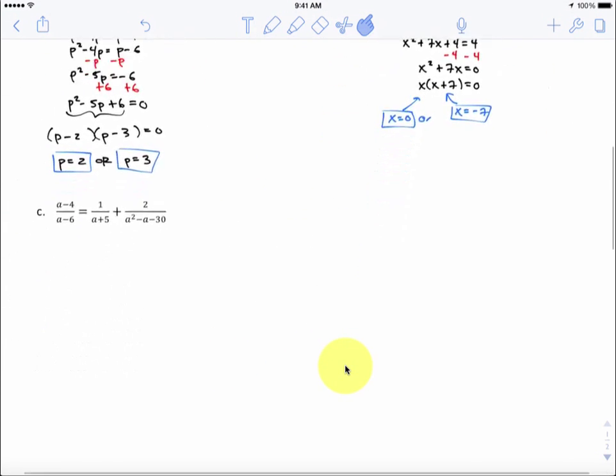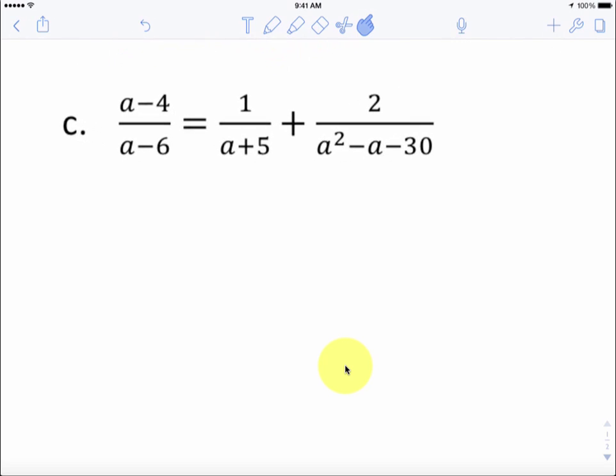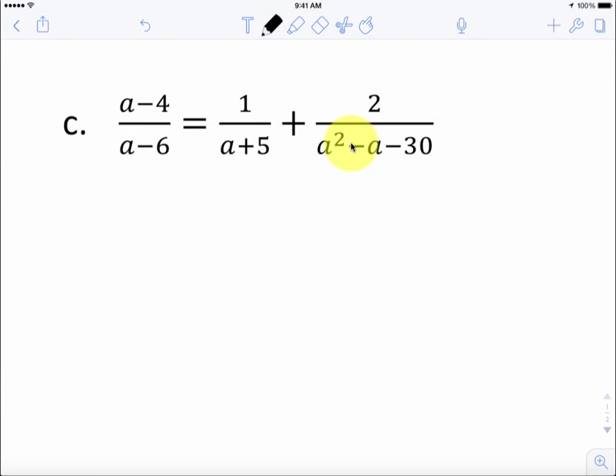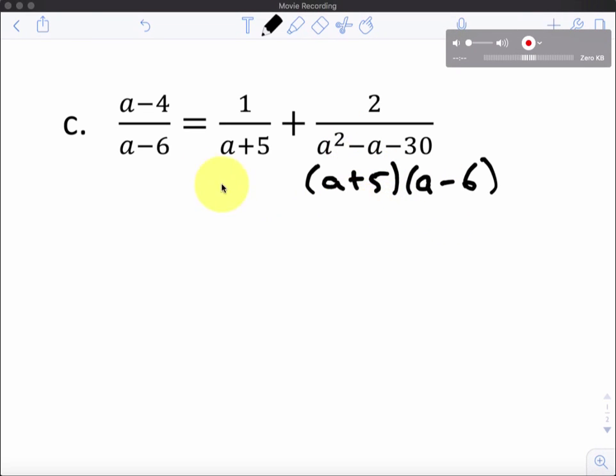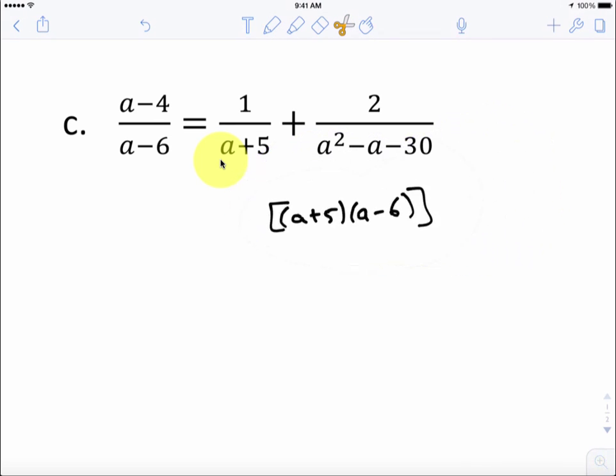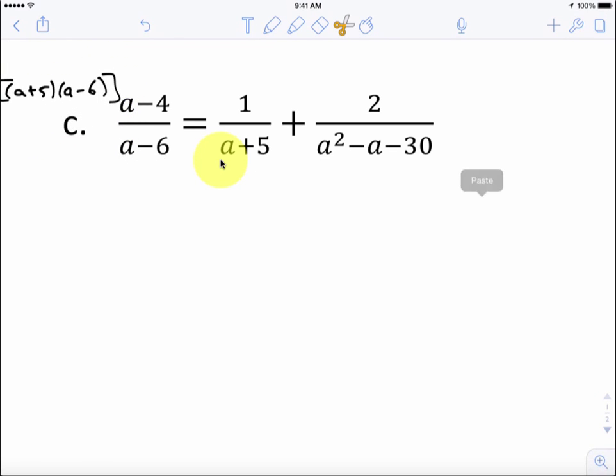Let's do it. Very similar to before. What is the least common multiple of these three denominators? Let's go ahead and factor this more complex one to begin with. I hope you know that that factors as a plus 5 times the quantity of a minus 6. Again, it happens to be that this right here is the least common multiple of these three denominators. So that is what we're going to multiply both the left and right side of this equation by. We're going to multiply the left-hand side by that, and we are also going to multiply the right-hand side by that, making sure to add in our parentheses appropriately.